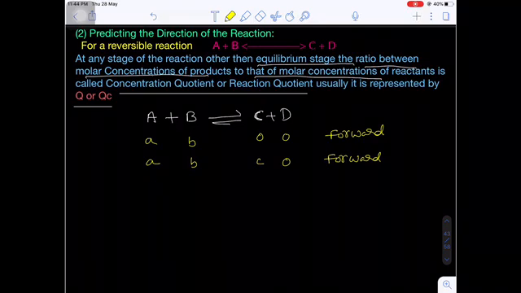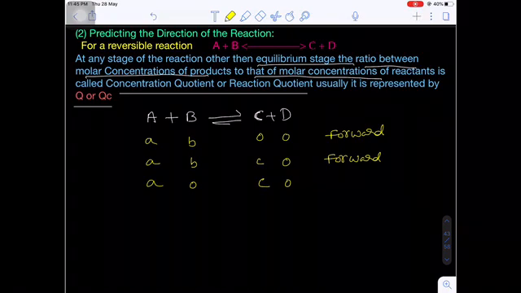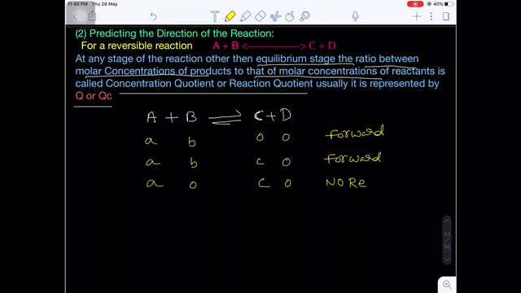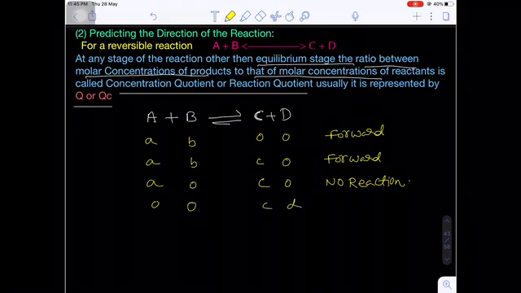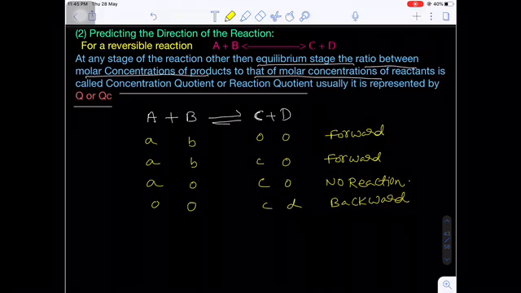Okay, let's suppose I have one reactant and one product. Is the reaction possible? No. No reaction. Why? Because one reactant is absent, one product is also absent, so this reaction is not possible. Let's suppose two reactants are absent but two products are present in the container. Yes, the reaction occurs, but in the backward direction, because only products are present in the container. That's why the reaction occurs in the backward direction.